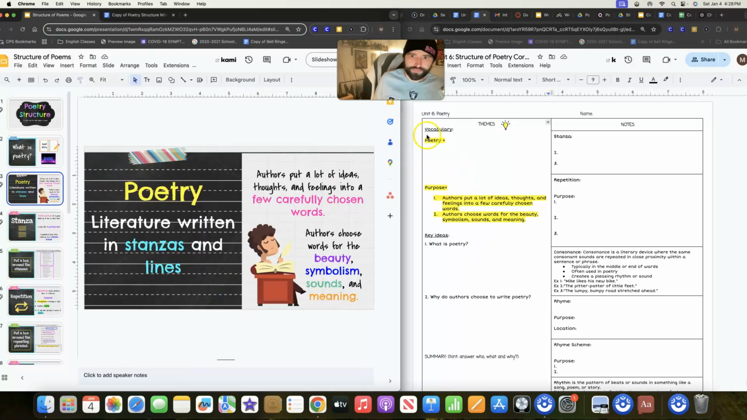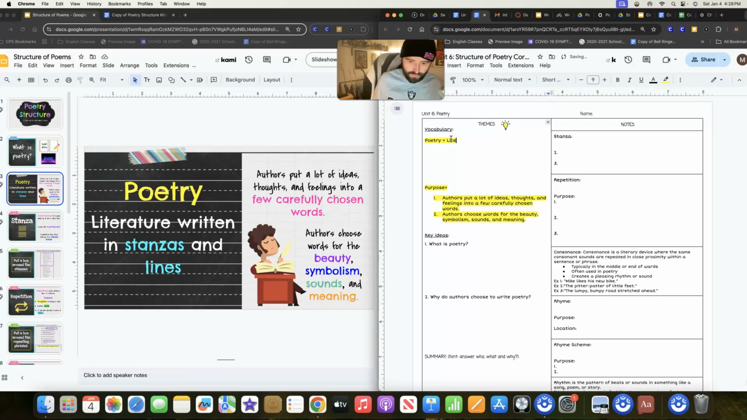So poetry is literature written in stanzas and lines. Now, authors put a lot of ideas, thoughts, and feelings into a few carefully chosen words. Remember that 2-line poem I showed you a couple weeks ago? Very, very meticulous, very, very particular. Authors choose words for the beauty of them, for the symbolism, for the sounds, for the meaning, for all of the above.